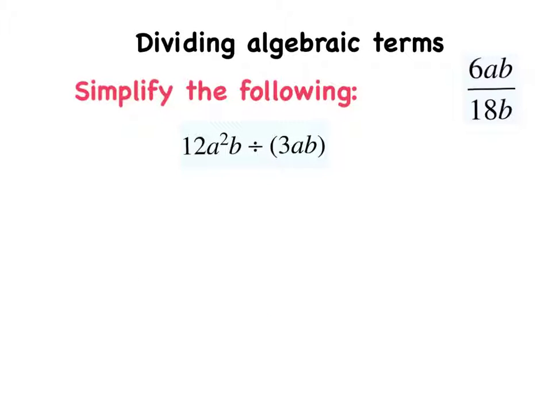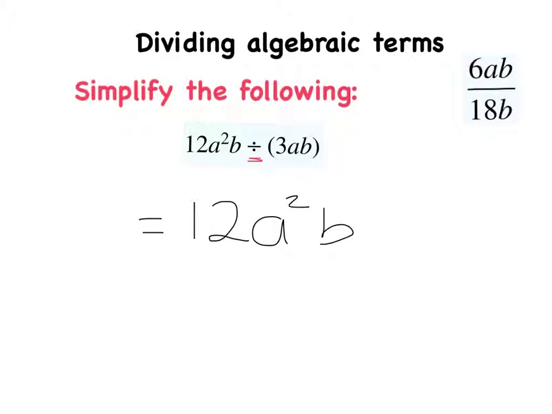Now let's have a look at dividing, so doing the opposite operator. I have 12a squared b divided by 3ab. Now, this is really particular, guys. We no longer write division like this. When we're writing, we always write it as a fraction. So it becomes 12a squared b on 3ab.